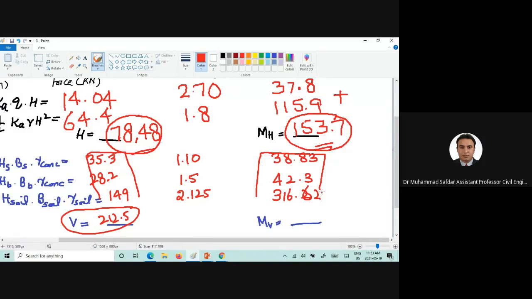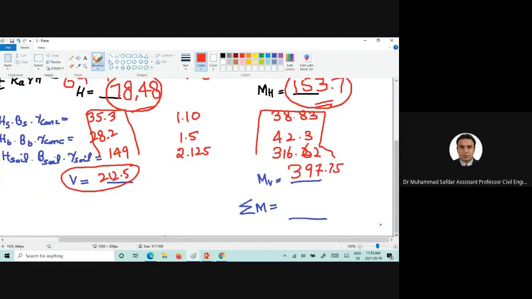Now we need to sum those moments which are occurring due to the vertical forces which are acting onto the retaining wall. 397.75. Okay, now you need to note down this value as well.